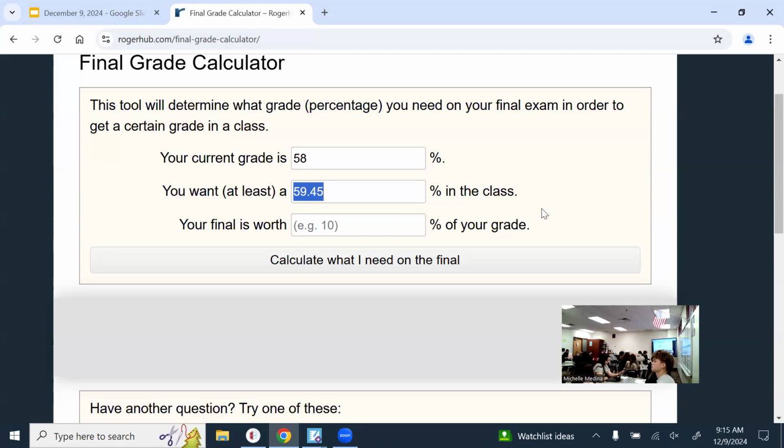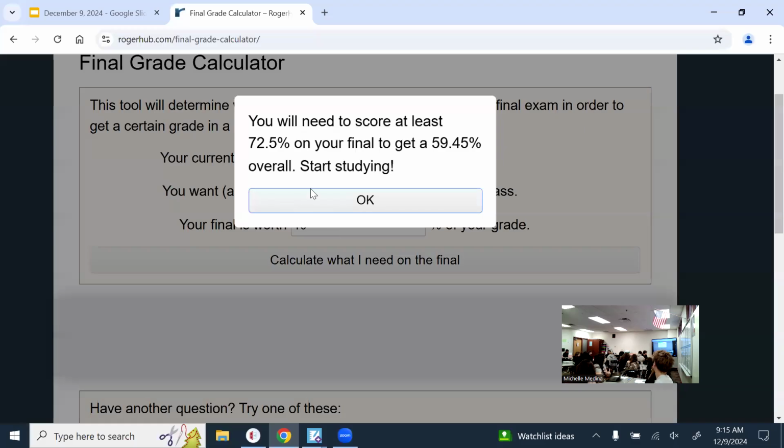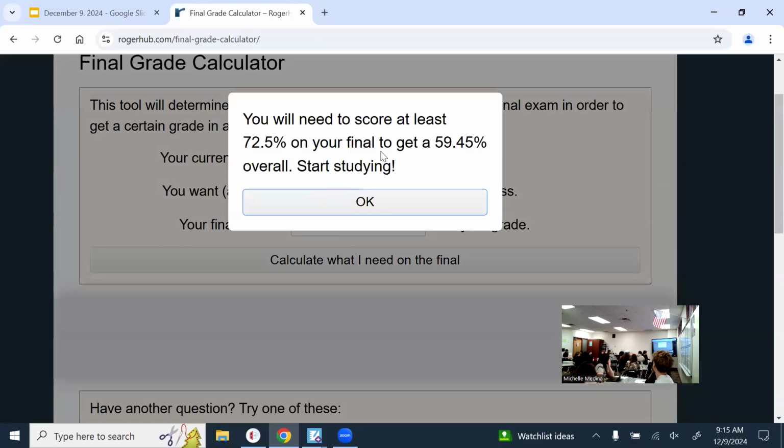Two of those are special situations. One of them will probably end up passing unless he just bombs tomorrow's test and the final. But let's say this person has a 58% and wants to at least pass. The final exam is worth 10% of your grade. This will tell you what you need on the final to keep whatever grade you have or to get whatever grade you want. So in this random situation, the kid would have to get about a 73% on the final in order to pass.